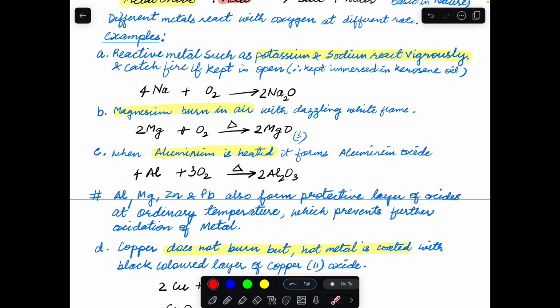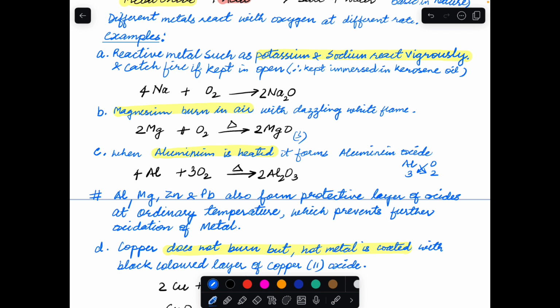In the case of aluminium, the reaction is even slower. Aluminium will react only when it is heated strongly, to form aluminium oxide. Again, I am showing you how to write the formula of aluminium oxide. Aluminium has valency 3 and oxygen has valency 2. So we cross multiply the valencies, and therefore the formula is Al2O3. So this is aluminium oxide.